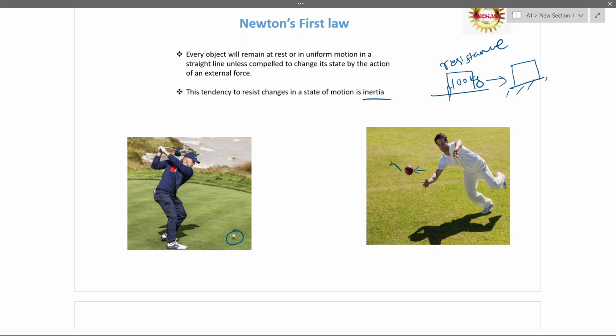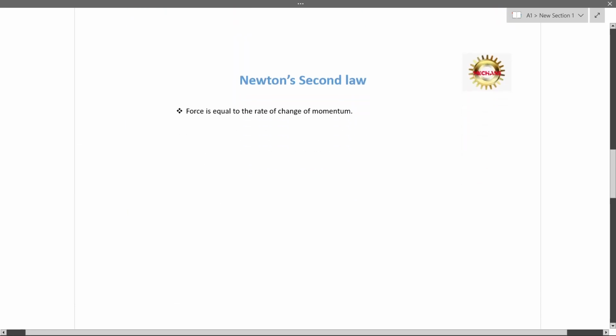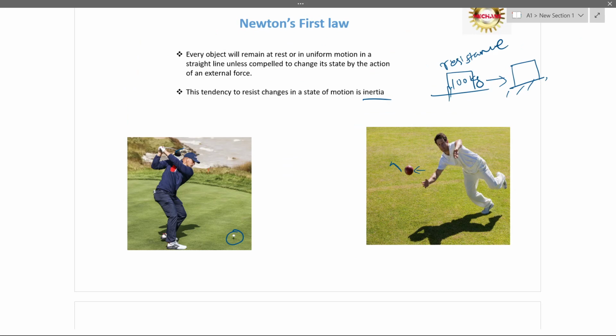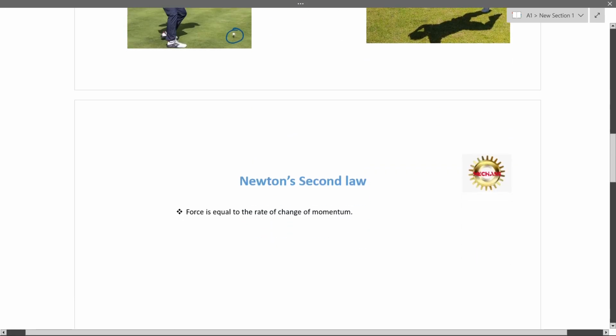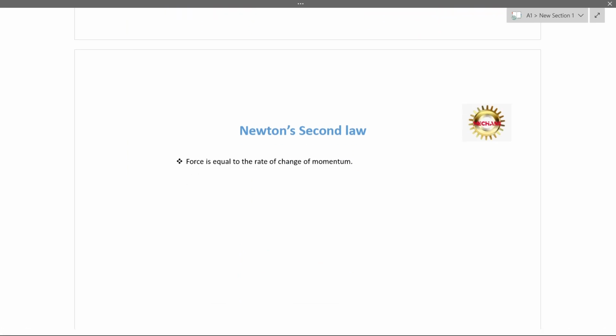The same thing applies to a moving object. If we want to stop a moving object, we need to apply enough force, otherwise it won't stop. That property also comes under inertia. So Newton's first law mainly deals with inertia. So we know what inertia is. Then Newton's second law. Newton's second law deals with the force calculation.